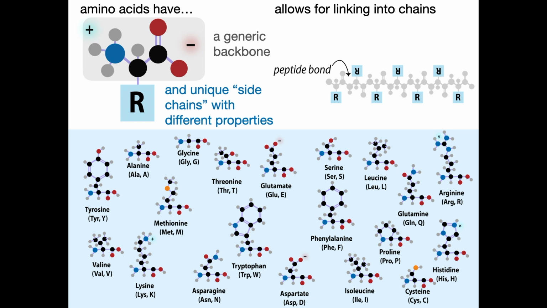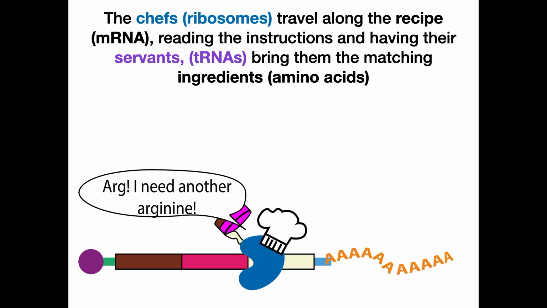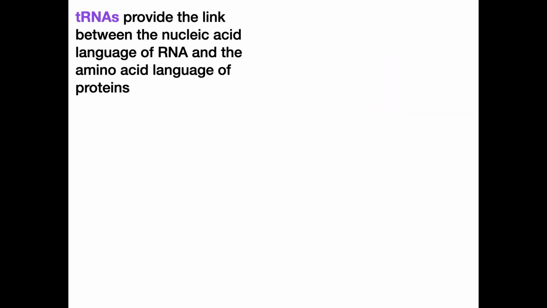But how does the ribosome know what order to add things when? So basically the ribosome is a complex made up of proteins and RNA, and it travels along the mRNA, reading the instructions and having its servants, which are the transfer RNAs or tRNAs, bring it the matching ingredients, so the amino acids. So tRNAs provide a link between the two languages.